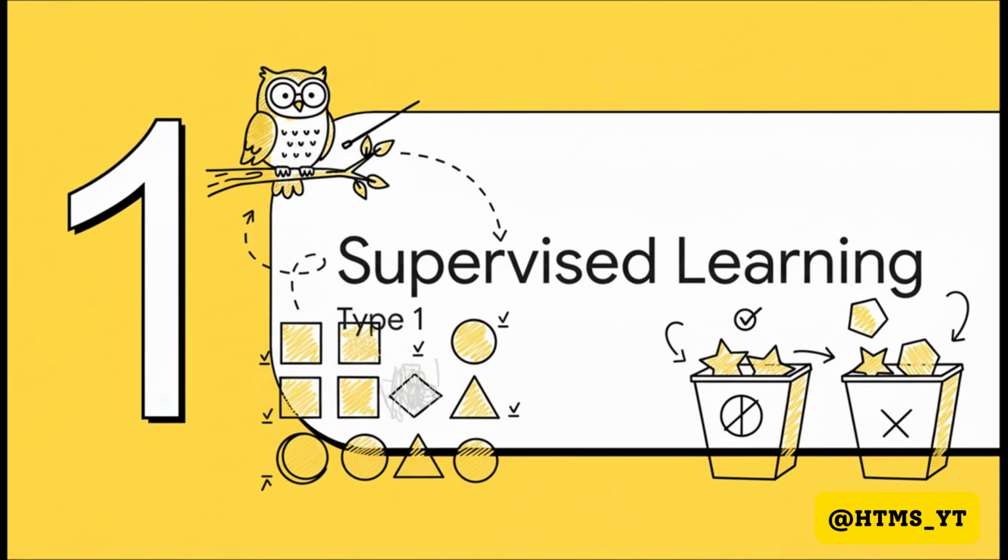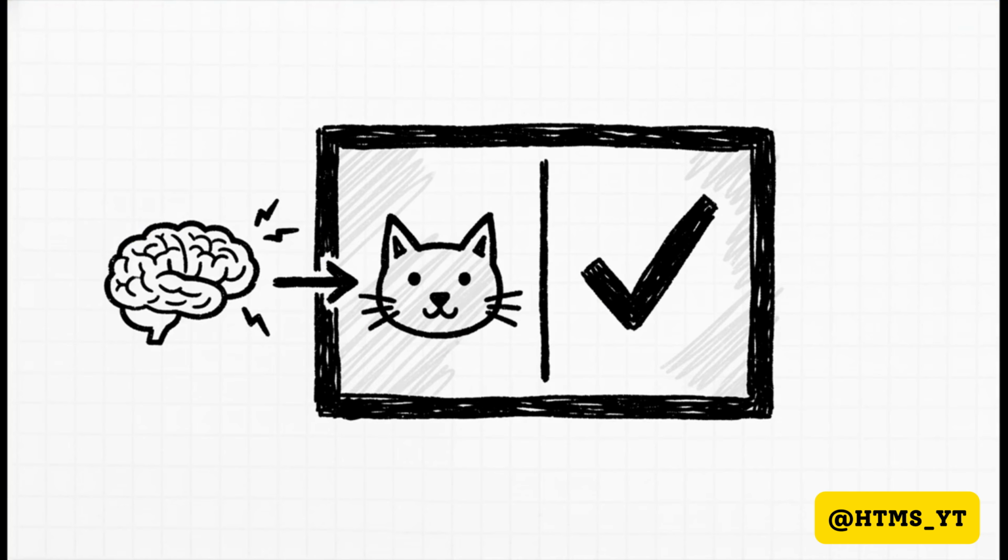There's always a supervisor, or maybe a teacher, guiding the whole process. The absolute best way to get this is to think about studying with flashcards. You know how it goes. You've got a question on one side, and the correct answer is right there on the other. You make a guess, you flip it over, and you see if you got it right. A computer doing supervised learning is doing that exact same thing, just millions of times faster.